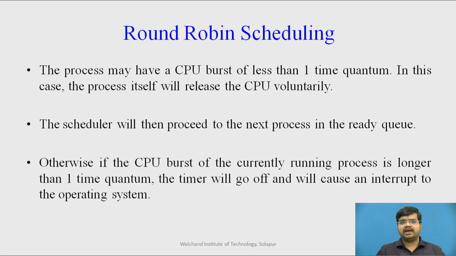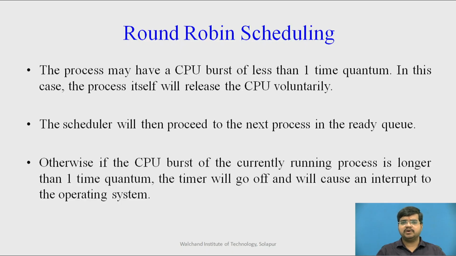The process may have a CPU burst of less than one time quantum. In this case, the process itself will release the CPU voluntarily. For example, if you have defined the time quantum as 2 milliseconds, and one of the processes needs only 1 millisecond, then that process is going to execute for 1 millisecond. After that, the process will release the CPU voluntarily and the preference will be given to the next process in the queue. The scheduler will then proceed to the next process in the ready queue.